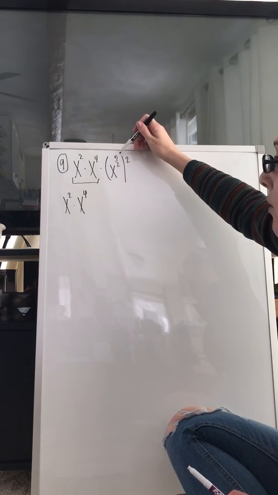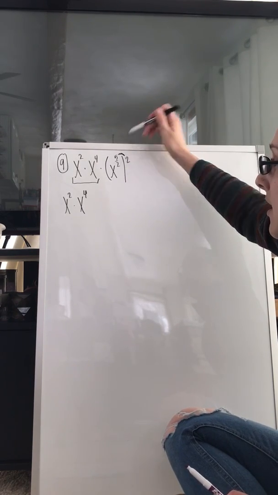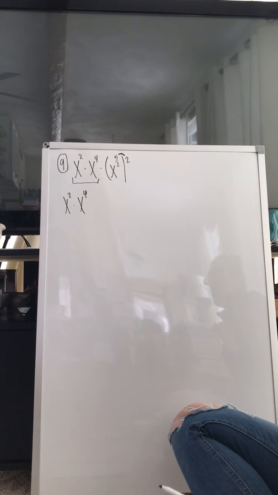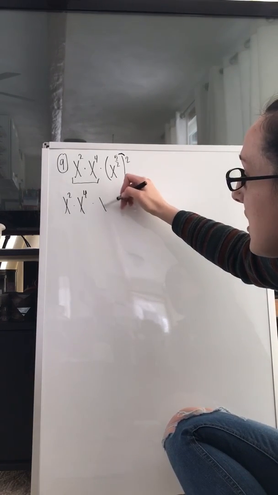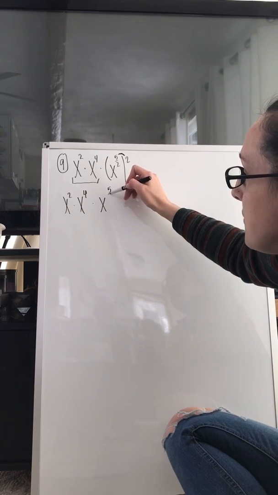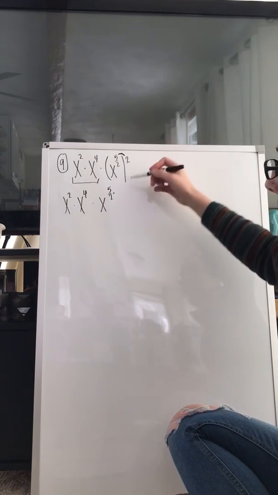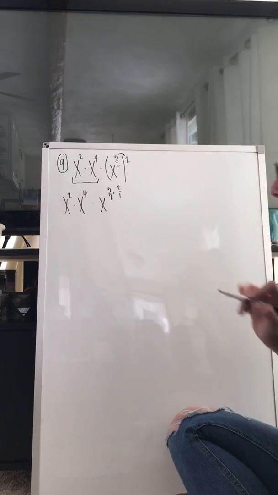So this is my power to a power exponent property here. So that's going to tell me I want to multiply those two. So I'm going to bring over the x to the 5/2, and I'm going to be multiplying that by 2 over 1.